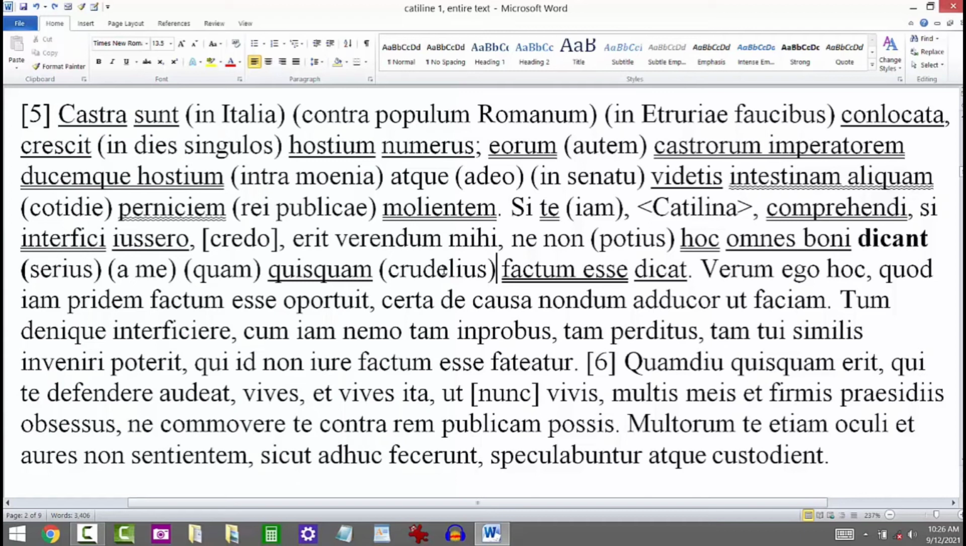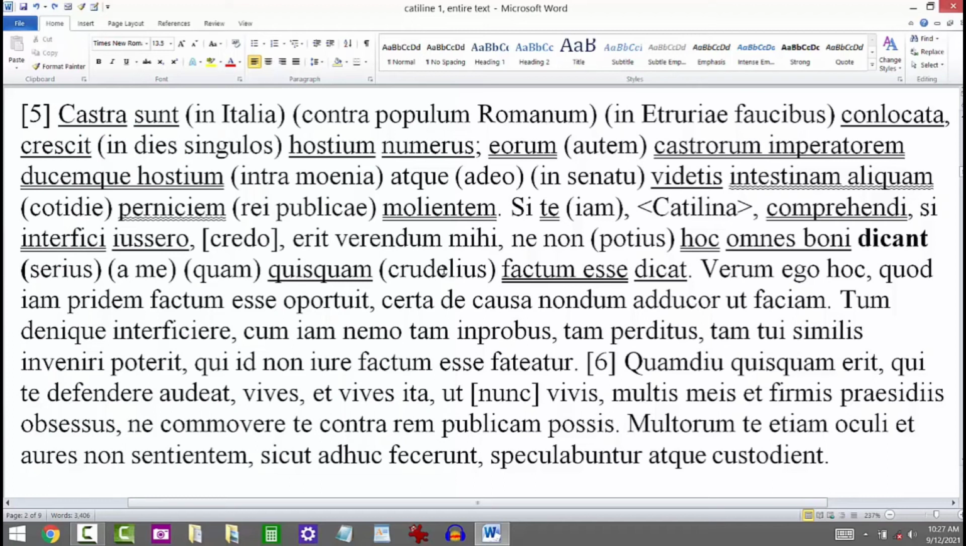The idea is that if I were to do these things to you right now, I would not be accused by the boni of acting too soon, but rather too crudely, not diplomatically enough. That's why you're still alive listening to what I'm saying in the crowd rather than exiled or killed, is the idea. All right? Verum ego hoc, quod iam pridem factum esse oportuit, certe de causa nondum adducor ut faciam.